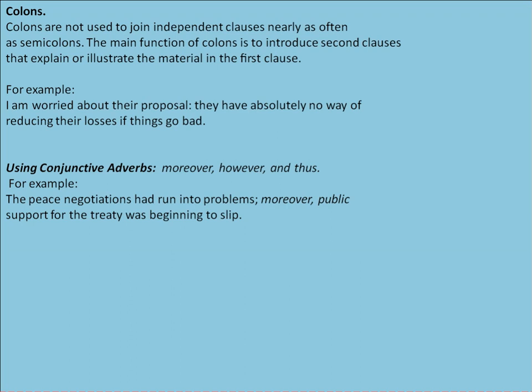Okay, for example: the peace negotiation had run into problems. Moreover, public support for the treaty was beginning to slip. So here I'm using moreover to give you a clear idea of what happened more than that. Alright, so these are the words which work as signposts. Means if I say for example, for instance, accordingly, as a result, right? If you are not using any coordinating conjunction, you somehow need to connect your ideas together so that the reader would understand you better, right?